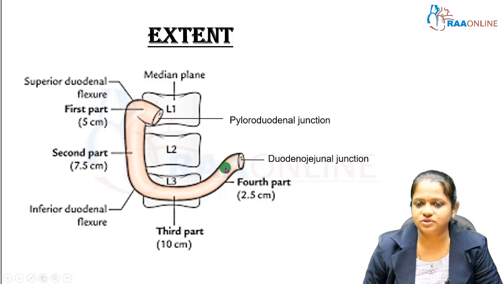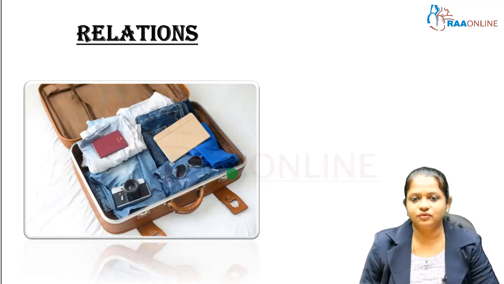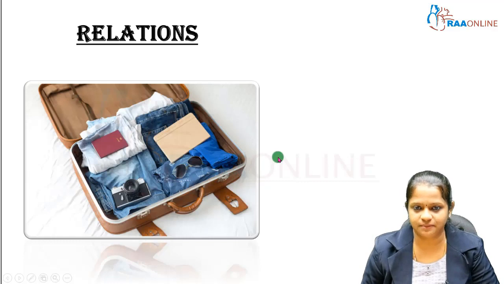The fourth part, which is the smallest part, is the ascending part. It extends from the L3 vertebra to the upper border of the L2 vertebra. It is only about 2.5 centimeters. The relations of the duodenum.